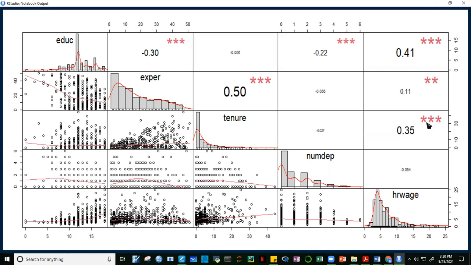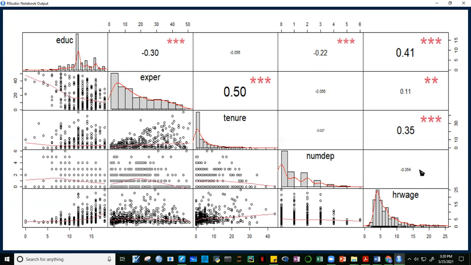Also this, 3 stars din, statistically significant. Ito, 0.11, 2 stars lang, statistically significant at 1%. Kaya mas maliit yung font niya, 0.11. Ito, maliit lang, negative, tapos hindi pa statistically significant. So, malamang, guys, number of dependents is not a predictor of hourly wage.